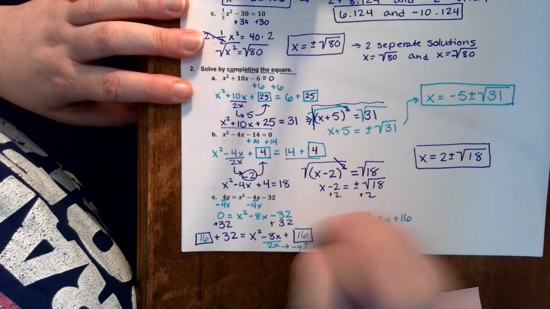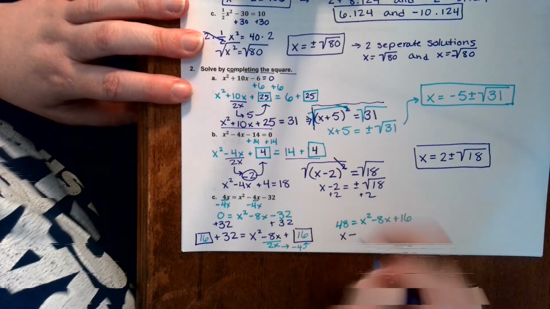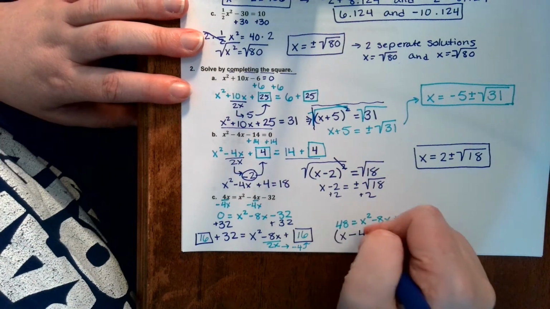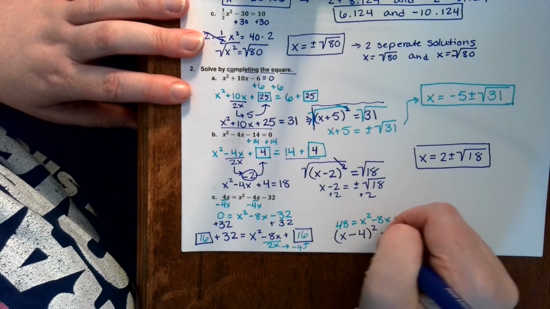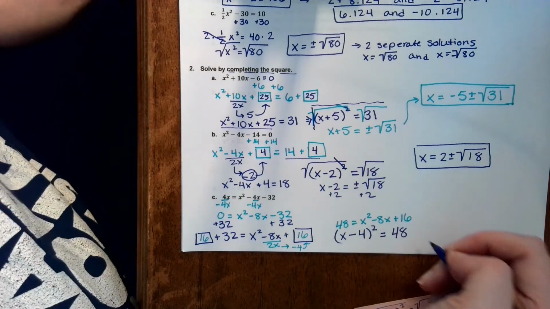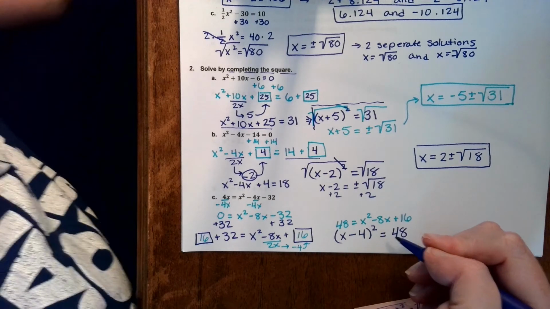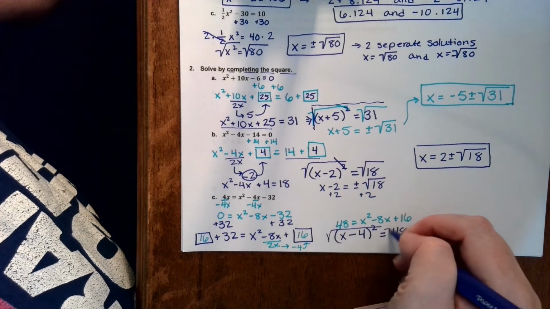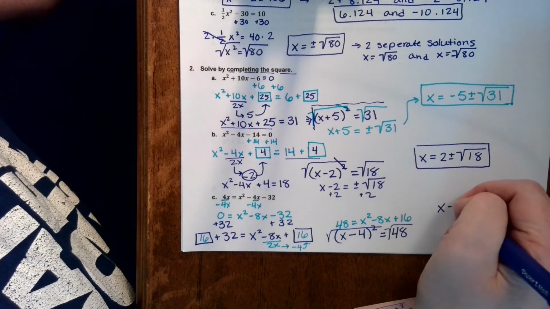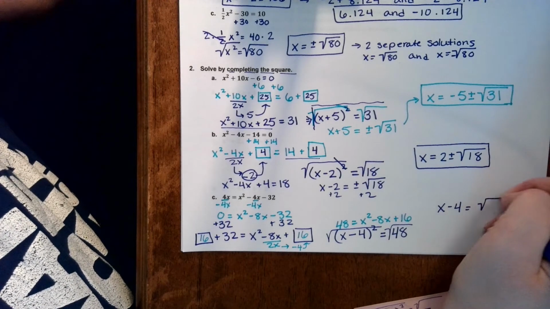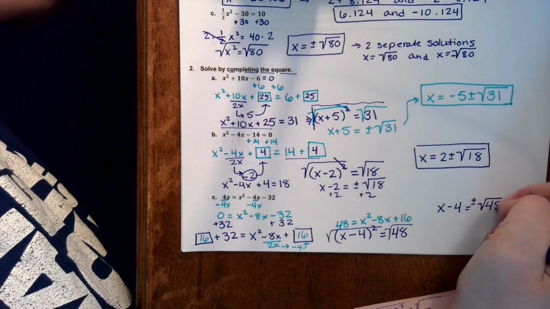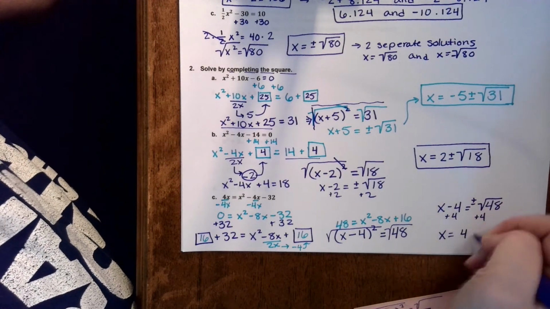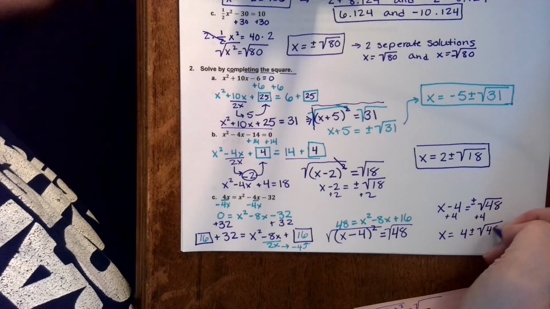I'm going to swap sides. We're going to have x minus, because my b value was negative 4, so x minus 4 squared equals 48. Okay? X minus 4 squared equals 48. Take the square root. We have x minus 4 equals plus or minus the square root of 48. Add 4 to each side. X equals 4 plus or minus the square root of 48.